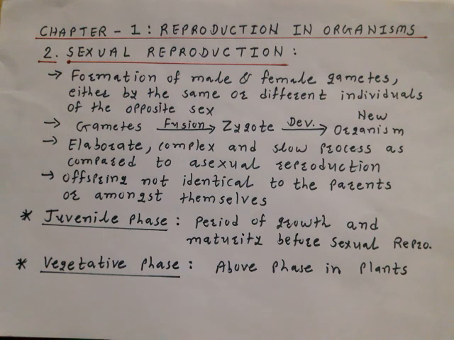Juvenile phase is important here. Actually, it is the period of growth and maturity before sexual reproduction. The same phase is known as the vegetative phase in plants. So, the juvenile phase, and the vegetative phase in plants, is the period of growth and maturity before sexual reproduction.